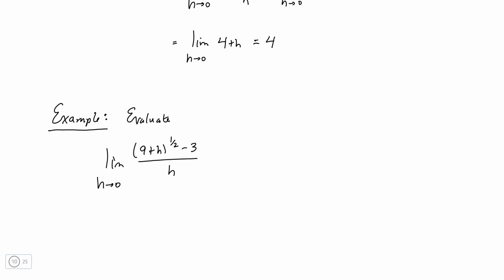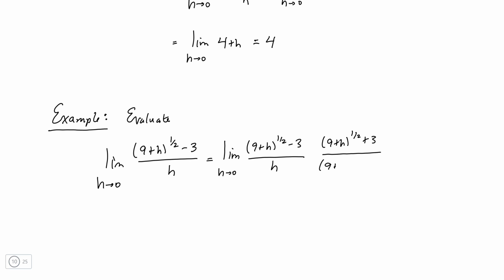So again, if we were to just plug in h equals 0, on the top I would get (9 + 0)^(1/2), which is 3, so minus 3, which is 0. On the bottom I get 0. 0 over 0 doesn't make any sense, so we can't just immediately plug in for what the limit is. So what we're going to do is a trick. I'm going to multiply this thing by 1, but I'm going to multiply it by 1 in a funny way. So I'm going to consider 1 written like this.